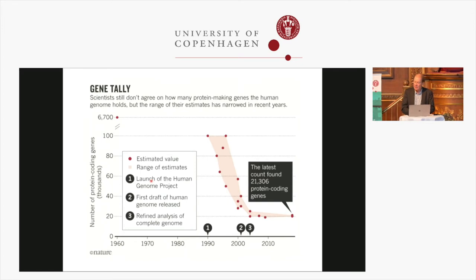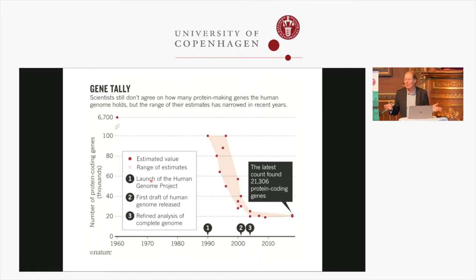But this work has also been further motivated by the fact that the human genome contains so few protein coding genes. Originally, people thought humans had millions of genes, actually 6-7 million. That was before the discovery of the intron, so people thought that the human genes were the same length as the bacterial genes. But when the Human Genome Project started, it got down to around 150,000 in terms of estimate.